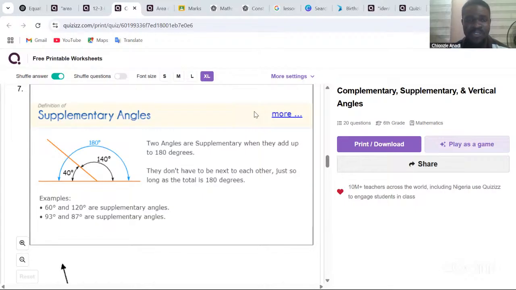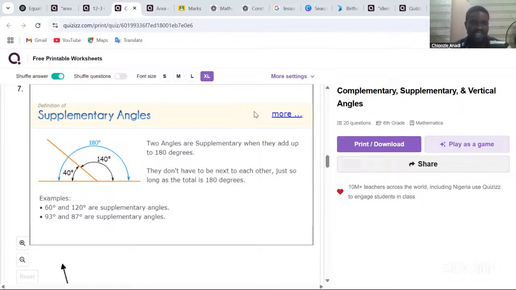You know that complementary angles add up to give you 90 degrees, but with supplementary, two angles add up to give you what? 180 degrees. So now, if you look at the example there, we have examples of supplementary angles. We have 60 plus 120 will give you 180 degrees.